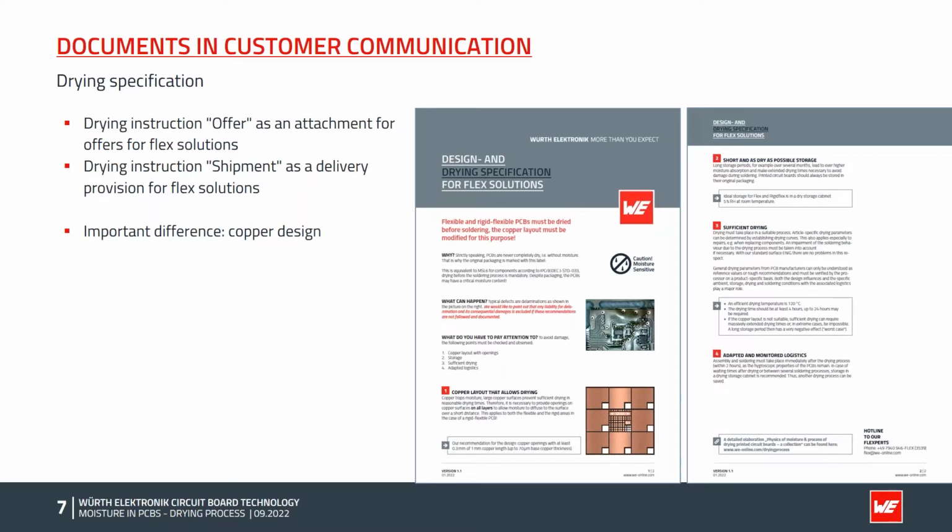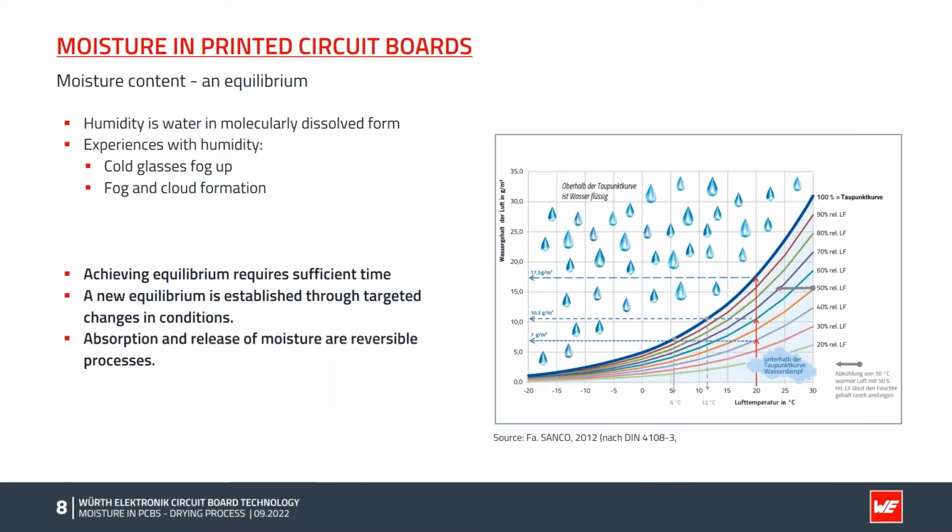Okay. So next we can see our documents in customer communication from Würth Elektronik Circuit Board Technology. We have different specifications, and I want to point out that we are talking of specifications, not recommendations. So we think you have to dry, and there are different drying instructions, one for offers and one for shipment. And the version for offers has an attachment also caring for the point copper layout. So we will see that this is really important in the following of the webinar. So these are specifications.